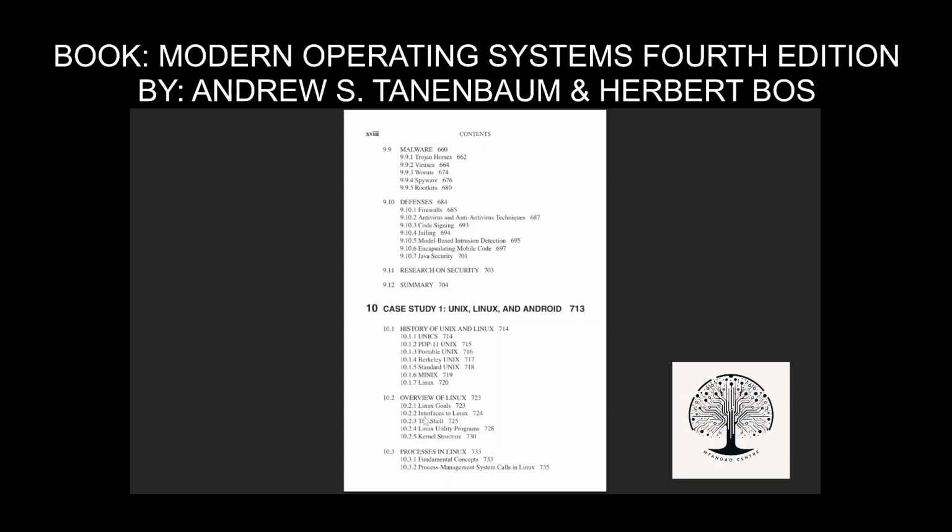Then we look at an overview of Linux. Then we look at Linux goals. We look at the interface to Linux. We look at the shell. We look at Linux utility programs, and then we look at the kernel structure of Linux.